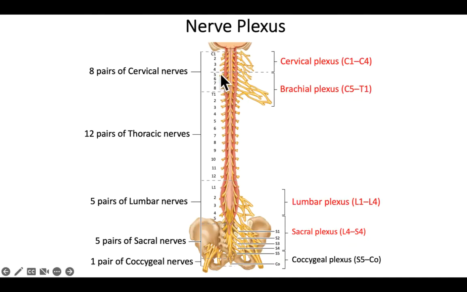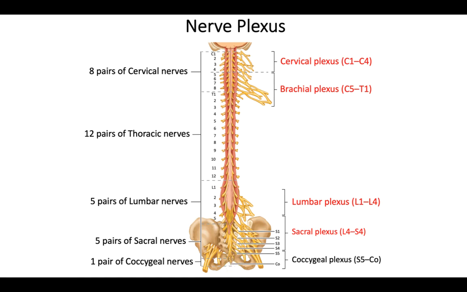This is a picture showing how those nerves are attached to each side. We go down and see the 8 pairs of cervicals, the 12 pairs of thoracics, the 5 pairs of lumbars, 5 pairs of sacrals, and 1 pair of coccygeals.